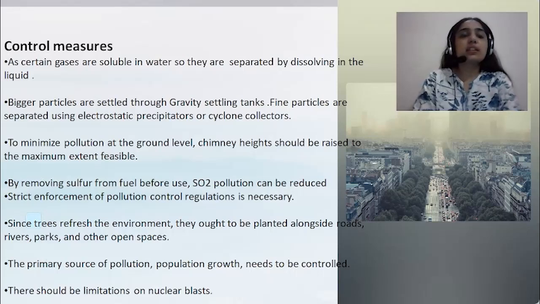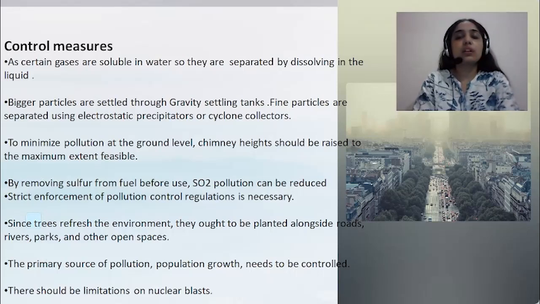Now, these are the control measures of air pollution. How can air pollution be controlled? As certain gases are soluble in water, they are separated by dissolving in the liquid. So this can be a control measure, as we all know there are certain harmful gases present, but there is a solution for it. They can be separated by dissolving in the liquid. If we dissolve these gases in the liquid, then the solution can come out.